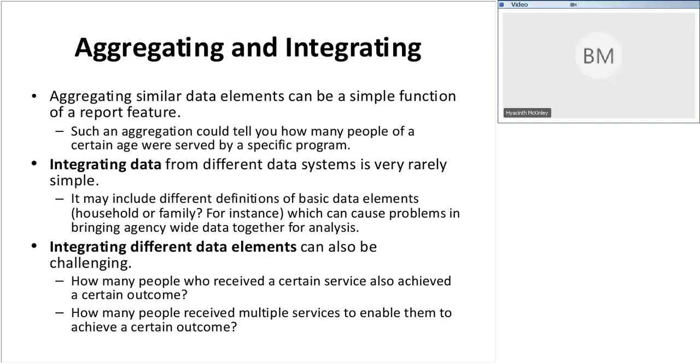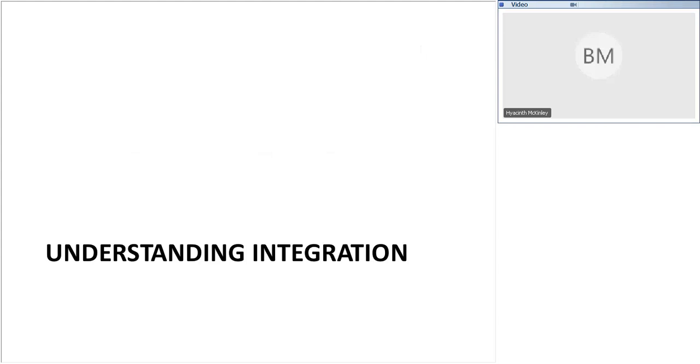including different kinds of data elements together. It's talking about how many people who had this service also achieved an outcome. So connecting different kinds of data into a system to integrate it. Next. And we're going to talk about what we mean by integration some more today.